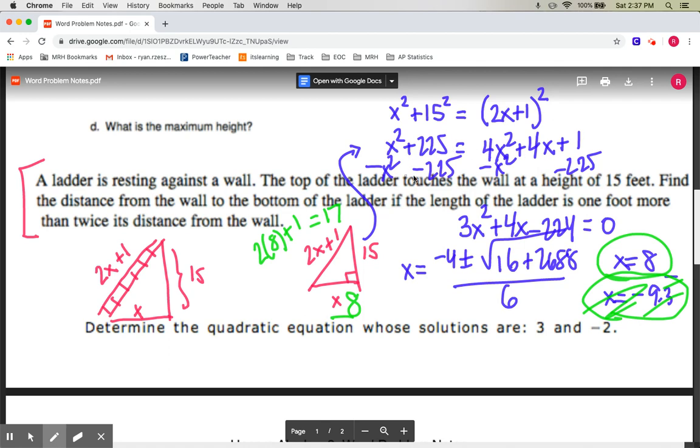If we look at what they actually wanted in the problem, they asked to find the distance from the wall to the bottom of the ladder. So they wanted the 8 part of that answer. There are a few other word problems in these notes, but we'll just do them to get some practice in class and not worry about them in here. If you got those two about the ladder and the projectile motion, then you are good to go with your word problem notes.